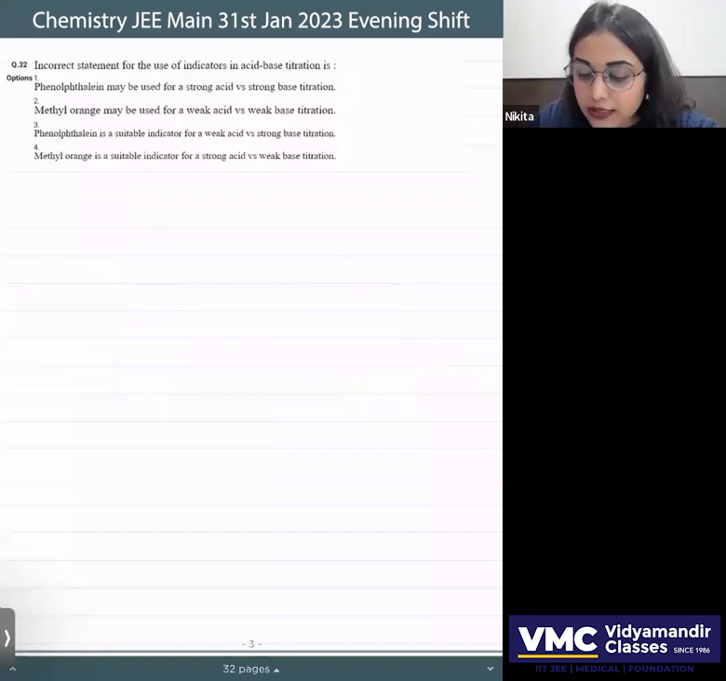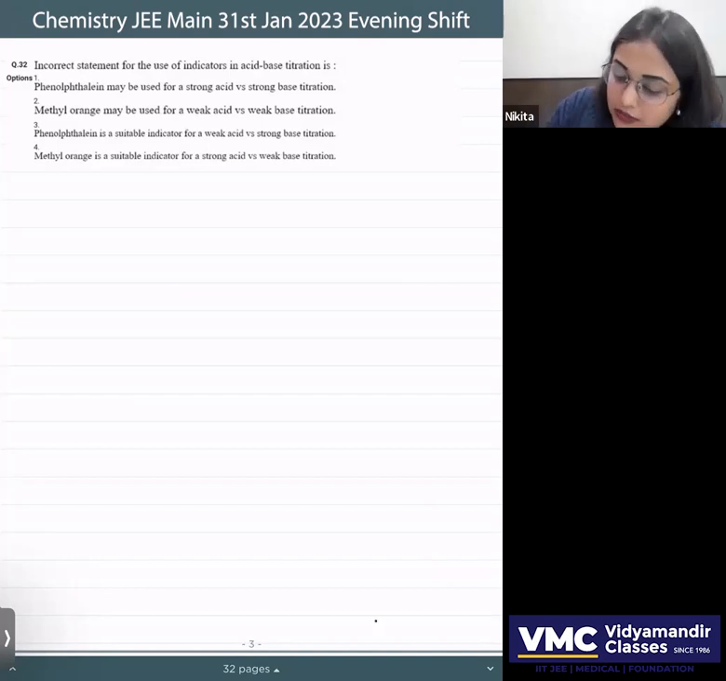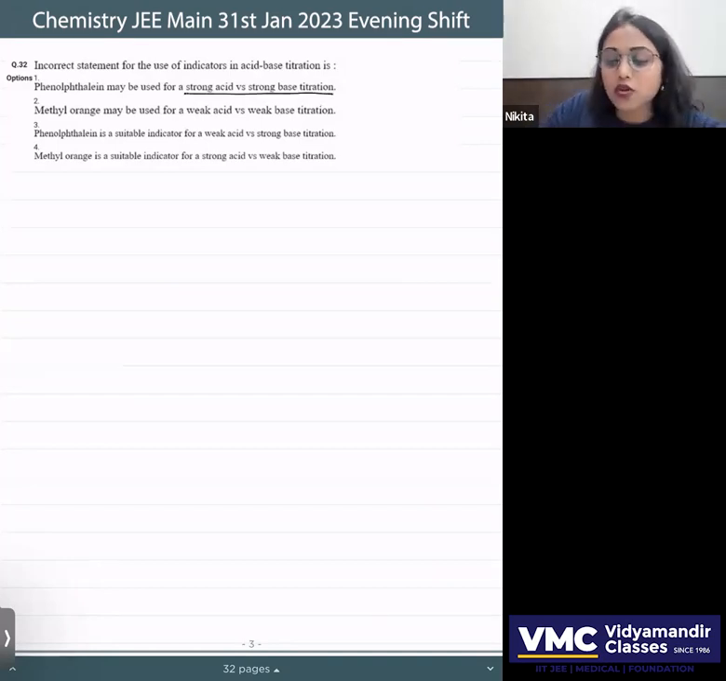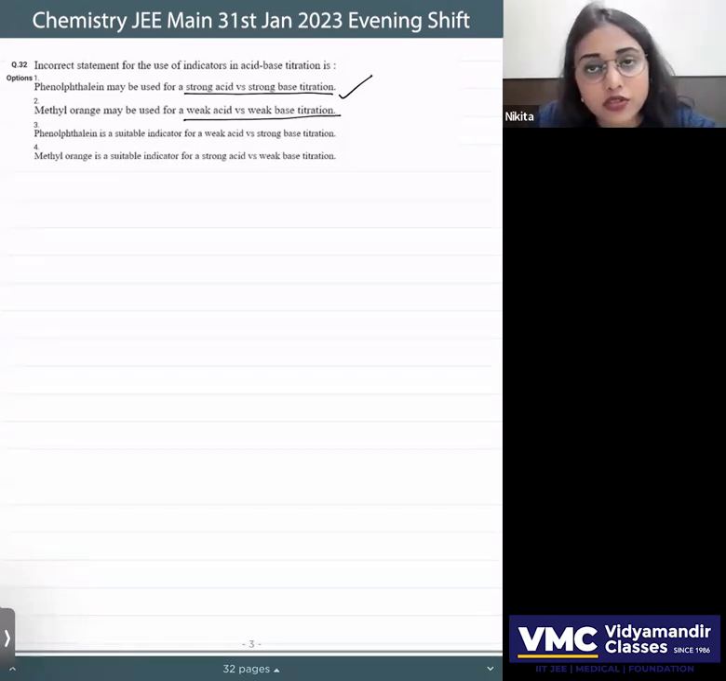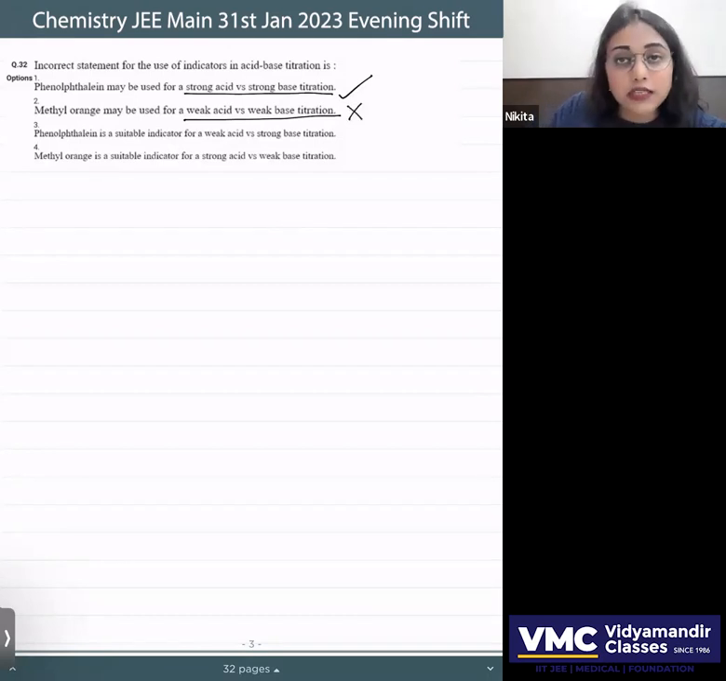Moving to next question. Incorrect statement for the use of indicators in acid-base titration. Strong acid versus strong base titration: in this titration, for the transition range, phenolphthalein is a suitable indicator, having an indicator range of 8.3 to 10. That is a suitable indicator for the transition range of strong acid versus strong base titration. Weak acid versus weak base titration: it has such a small transition range that methyl orange, having indicator range 3.1 to 4.4, is not a suitable indicator. This is an incorrect statement.